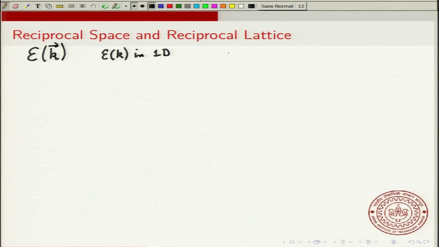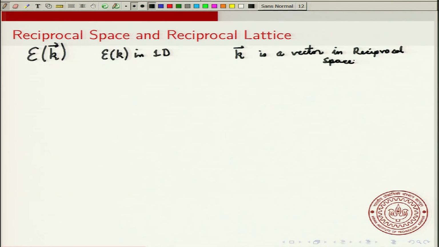So, k is a vector in the space of all wave vectors. The space of all wave vectors is called reciprocal space. Reciprocal space is like the space of all possible k vectors, just as real space is the space of all possible r vectors.